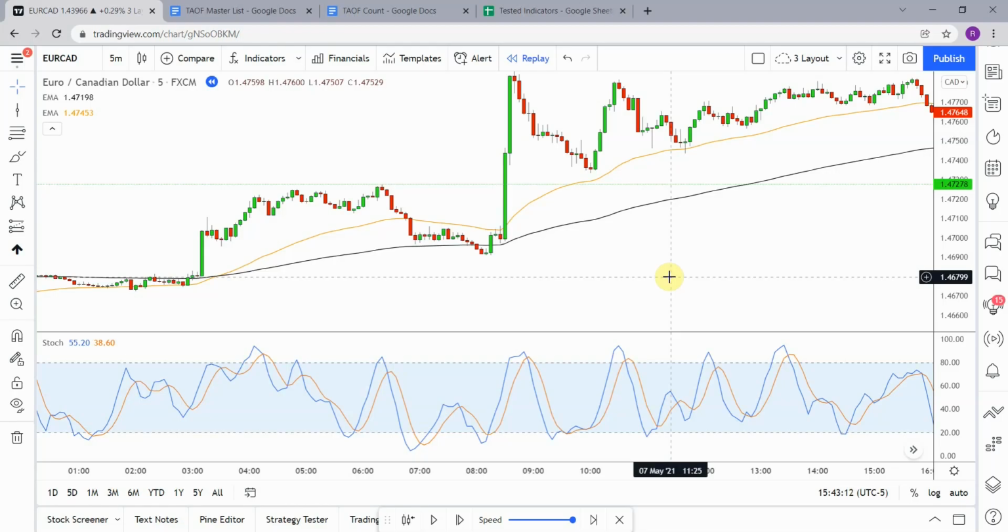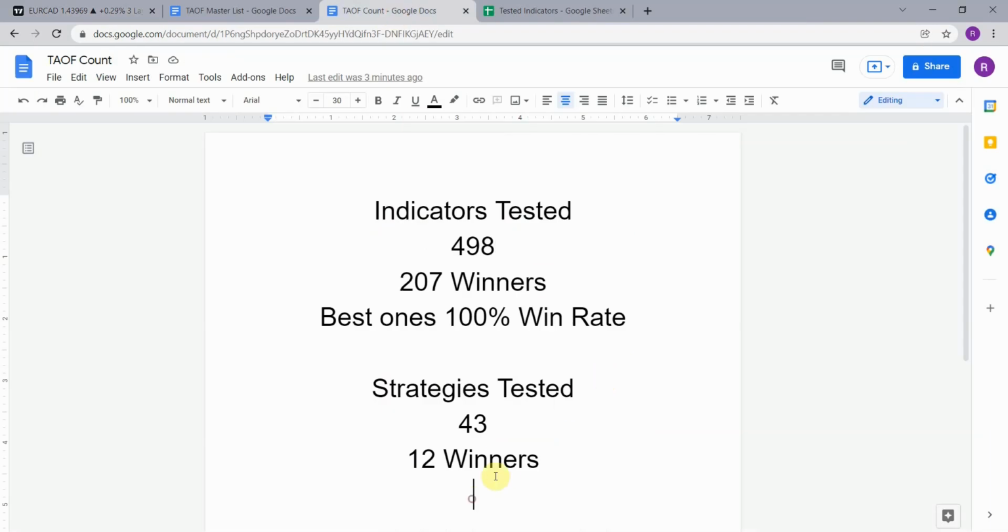Alright, as I said, today we will be testing a 5-minute scalping strategy. Before we do though, I wanted to put the testing scoreboard up for everyone to see. So to date, we have tested a total of 43 different strategies. This one would be the 44th, and we have had 12 of them as winners. We have also tested a total of 498 indicators, with 207 of them being winners. The best ones so far were able to achieve a 100% win rate.